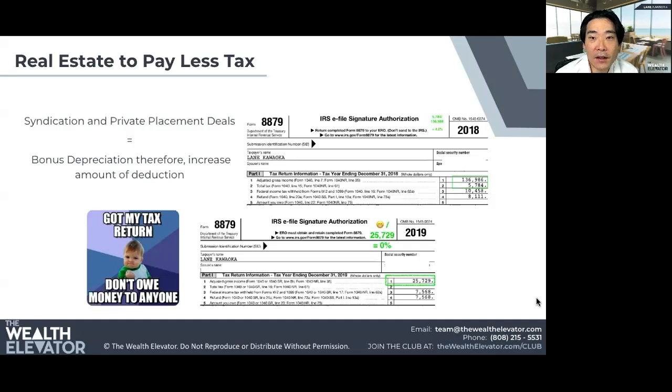But a lot of these things are steps that I went through personally. I started to buy rental properties in 2009, so I had a lot of these tax benefits, but it really wasn't juiced until I started to get into syndications and private placements because of the bonus depreciation. And even if you don't have bonus depreciation, there are a lot more aggressive depreciation schedules when you get into bigger commercial properties.